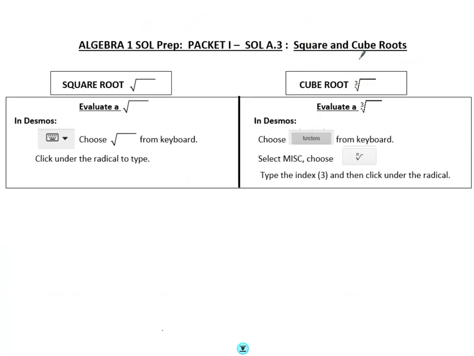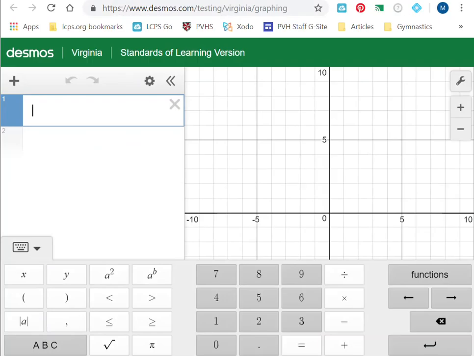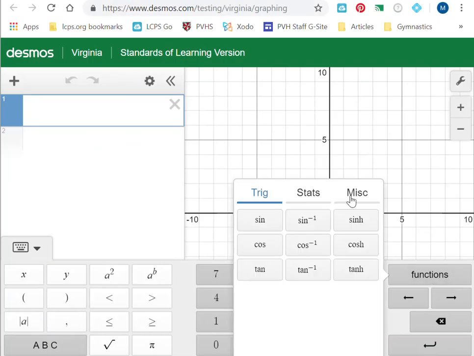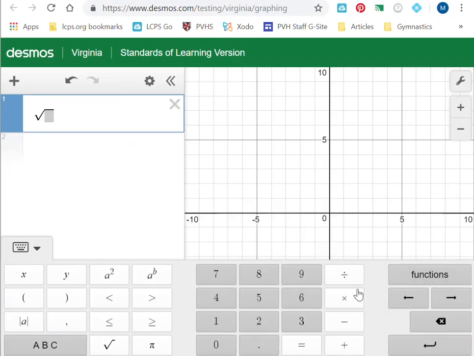This is the symbol for a cube root. It is like a square root, except there is a little 3 here, and that is called the index. If you need to type cube root into Desmos, you have to click Functions, then Miscellaneous, and then there is an nth root button. You have to type in the index of 3. So if you click Functions, Miscellaneous, nth root, make sure you type 3 for the index, and then use the arrow key to get over so you can type something in the radical.